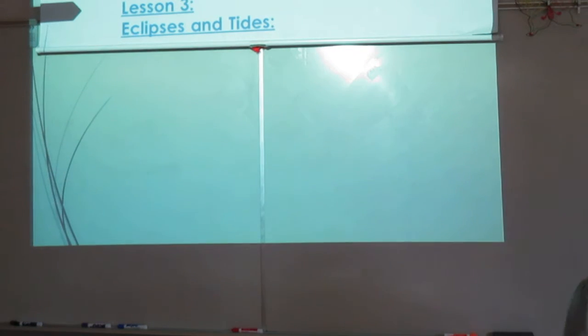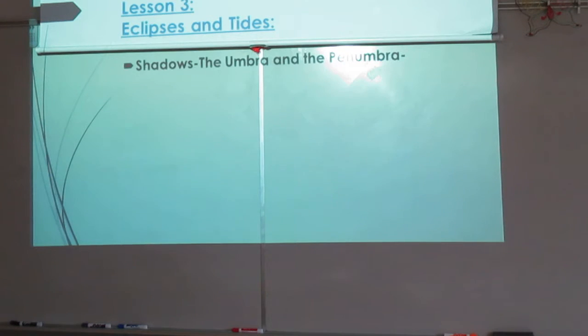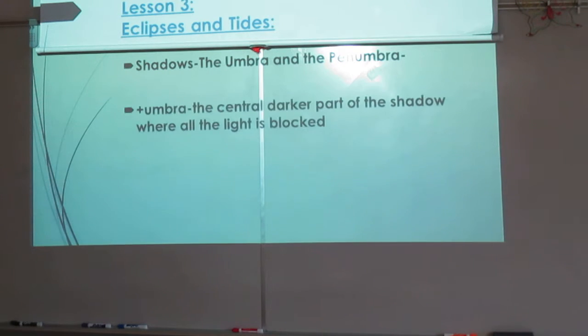An eclipse is when the moon or the earth is being covered. So you will not be able to see a shadow all the way because either the moon is in the way from the sun or the earth is in the way from the sun. And the shadows are known as the umbra and the penumbra.